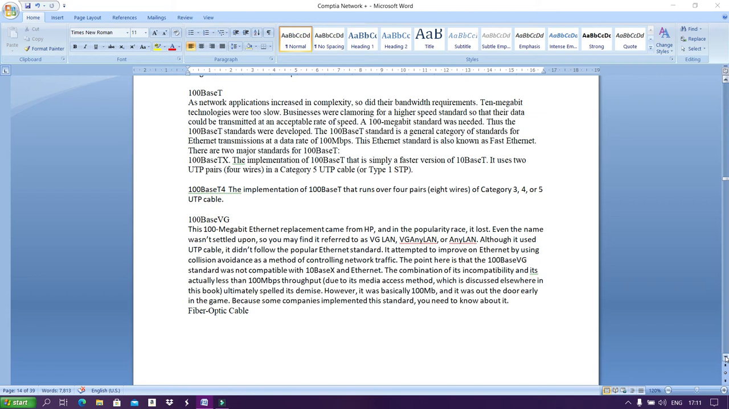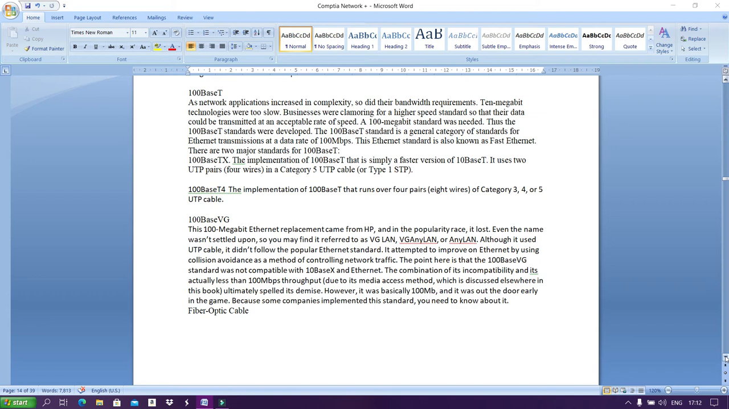The 100BaseT standard is a general category of standards for Ethernet transmissions at a data rate of 100 megabits per second. This Ethernet standard is also known as Fast Ethernet. There are two major standards for 100BaseT. 100BaseTX, the implementation of 100BaseT that is simply a faster version of 10BaseT. It uses two UTP pairs, four wires, in a category 5 UTP cable or type 1 shielded twisted pair.